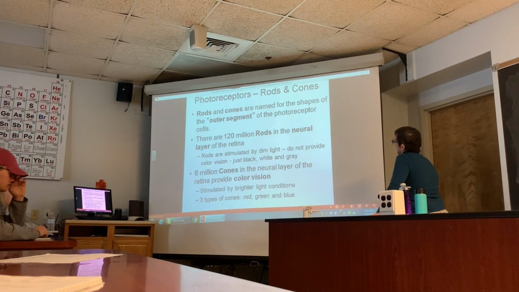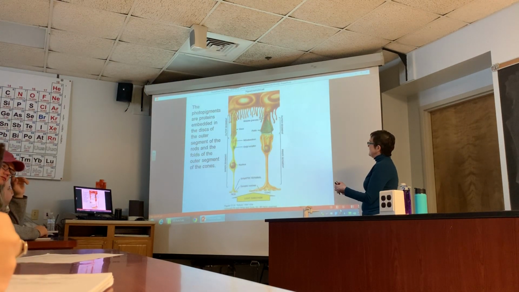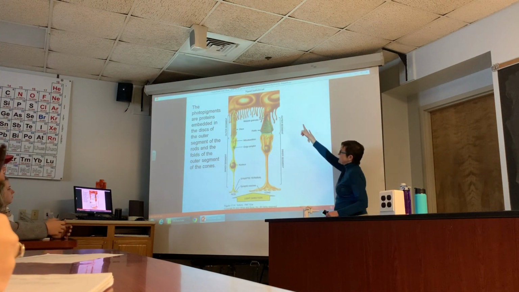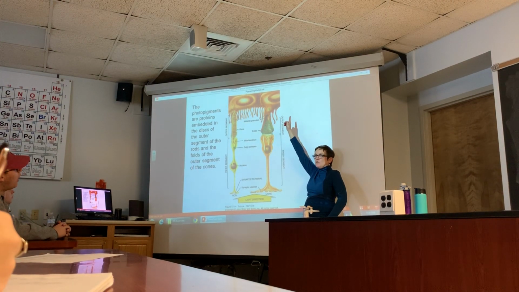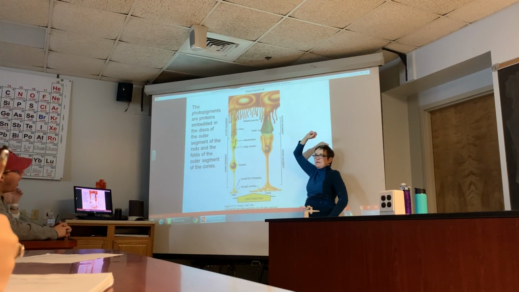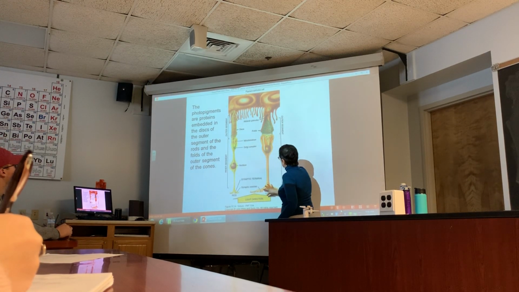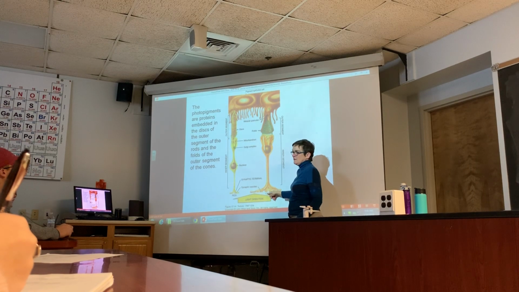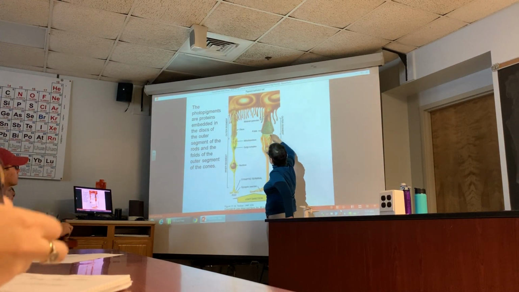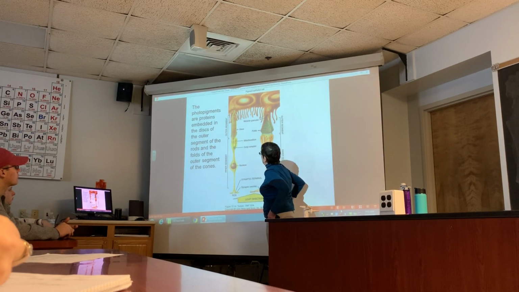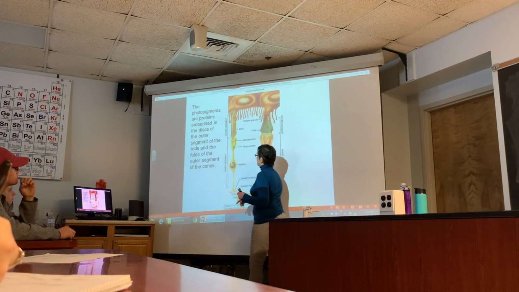Okay, as I said, the rods and cones are named for the shape of the outer segment. And here is an enlarged picture. At the top of the page is the pigmented layer of the retina, which is in contact with the choroid layer, and then the sclera would be even further up. Here are the cones, the color vision. This is what they call the outer segment that's cone-shaped. The rods have a rod-shaped outer segment.